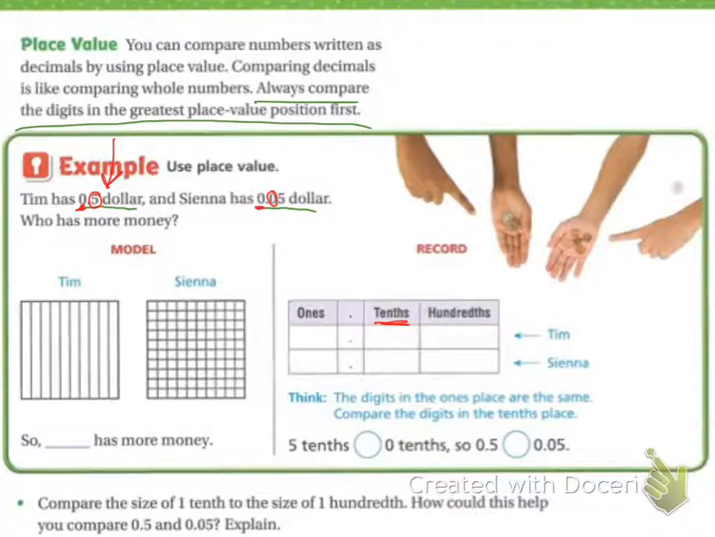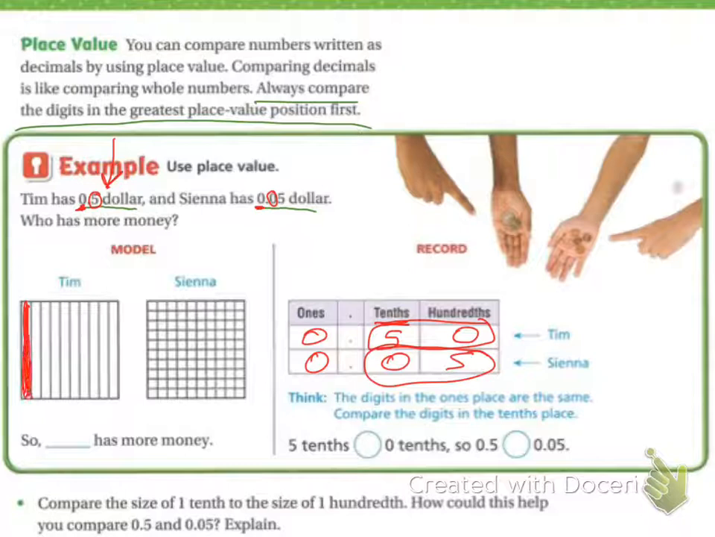One of the easiest ways to compare decimals is by writing them right on top of each other. So here's Tim, 0.50. Sienna is 0.05. So there you can tell, think of it as cents and money again. Tim has 50 cents, Sienna has 5 cents. And so we'll shade our model here to show that. 50 cents is half a dollar, or the same as 5/10.